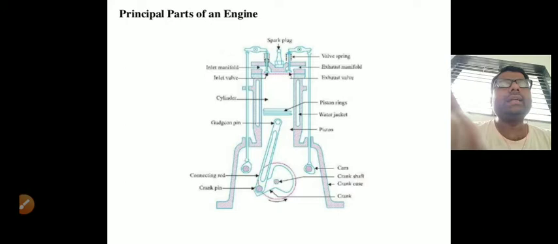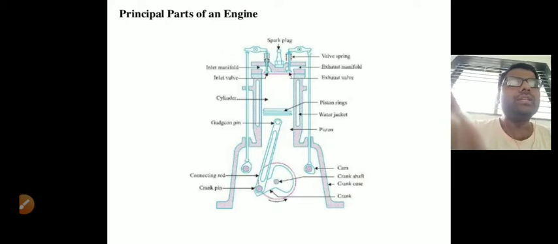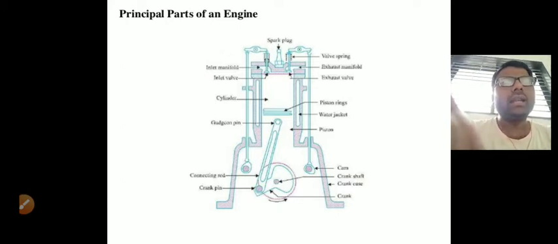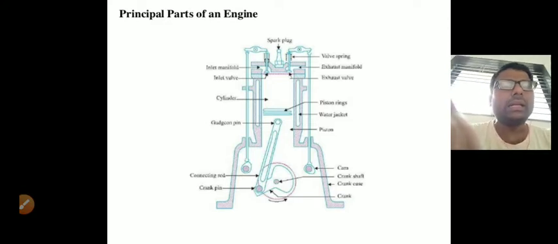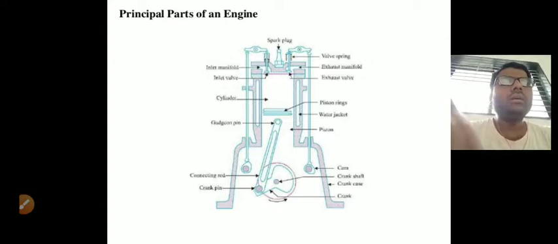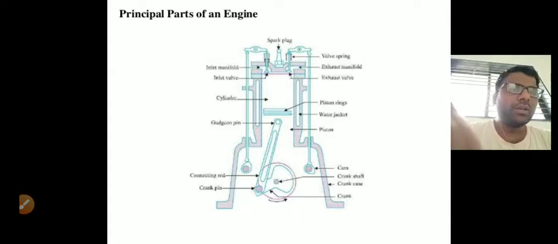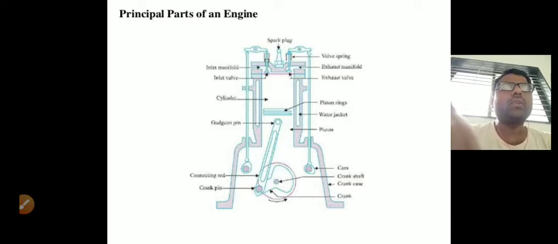This is the schematic diagram of the IC engine, which includes all parts like piston, connecting rod, cylinder, gudgeon pin, crank pin, and camshaft, right? All the main, principal parts of the IC engine are shown in this schematic diagram. We are going to study all these principal parts of an IC engine in this chapter.